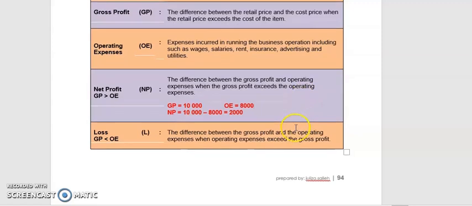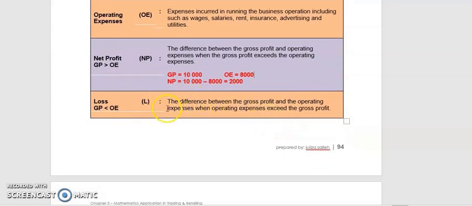Okay, now last one, look at loss. So net profit, gross profit more than operating expenses. Otherwise, if gross profit is less than operating expenses, then you will suffer a loss. Okay, so L is for loss.